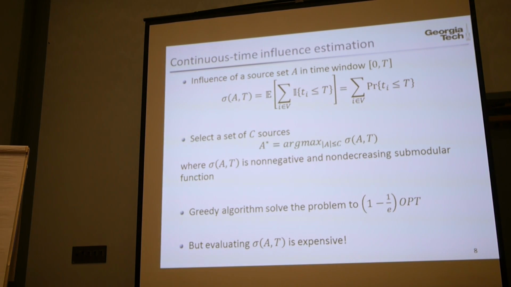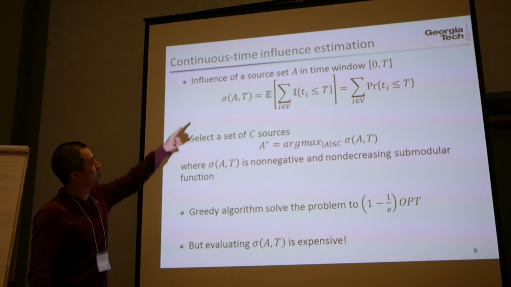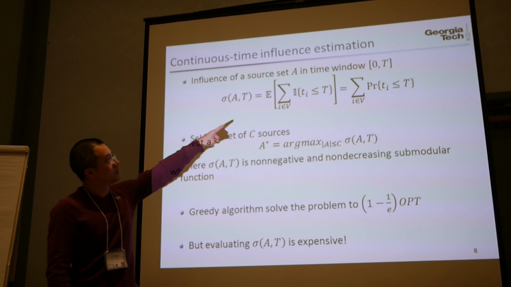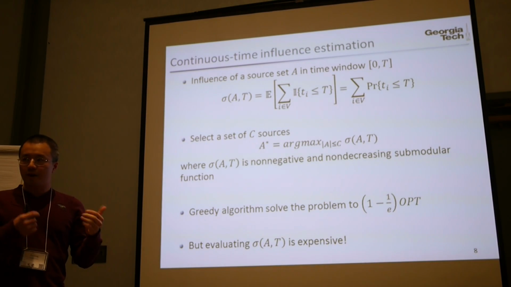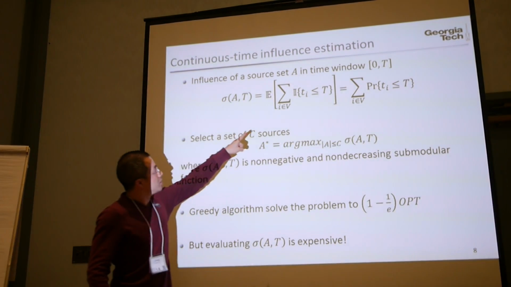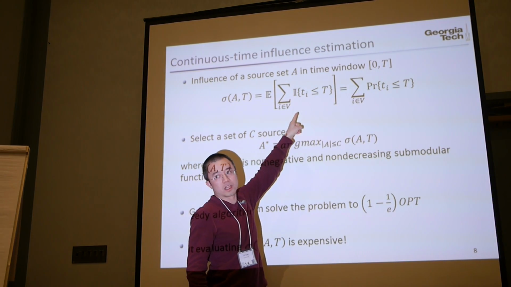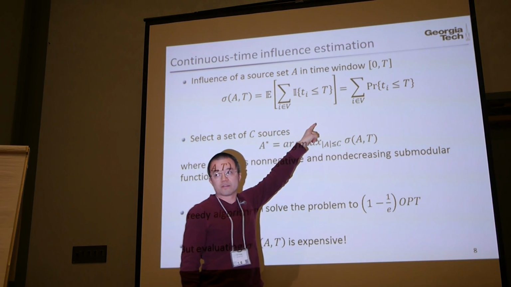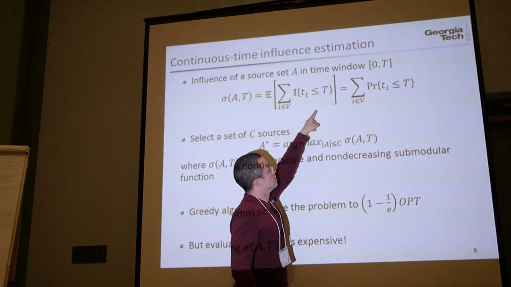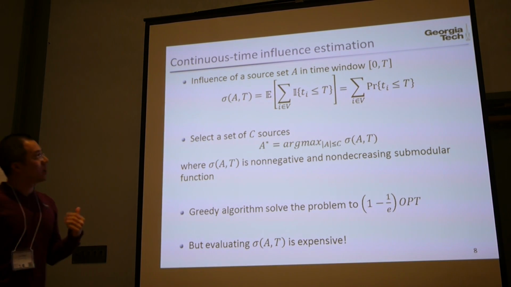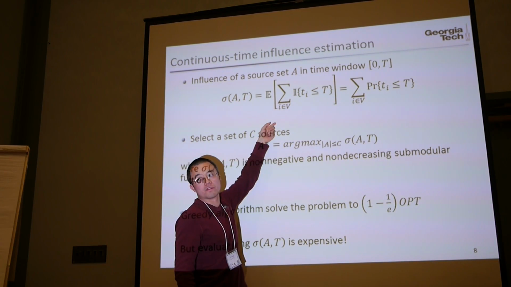The first thing is we try to maximize the influence. We are going to define what we mean by influence in this continuous time diffusion model. What we mean by the influence of a set of nodes A in the network in the time window between 0 and t is the expected number of nodes that are infected before time t. Each node is associated with a random variable, its infection time. So we just check for each node whether its infection time is smaller than t or not. If it is smaller, it's 1, otherwise it's 0, and then you take the expectation with respect to your diffusion model.